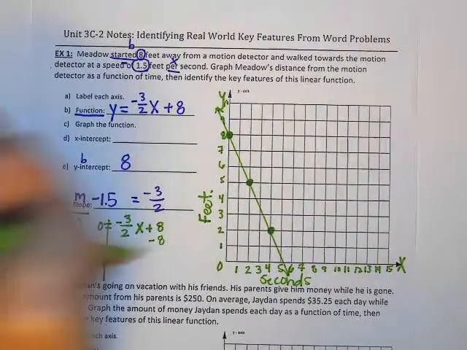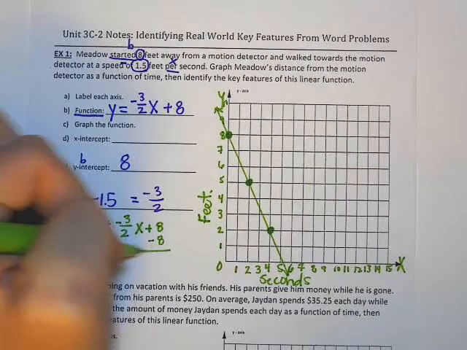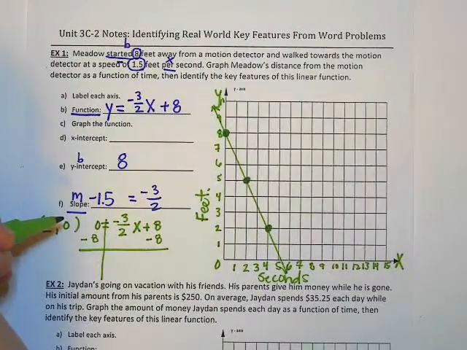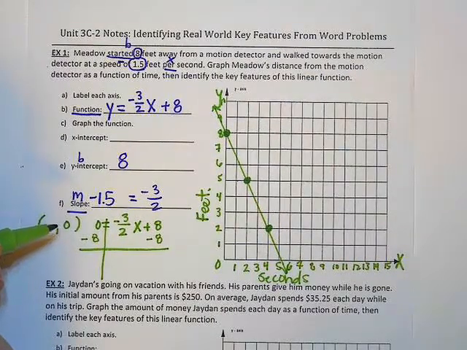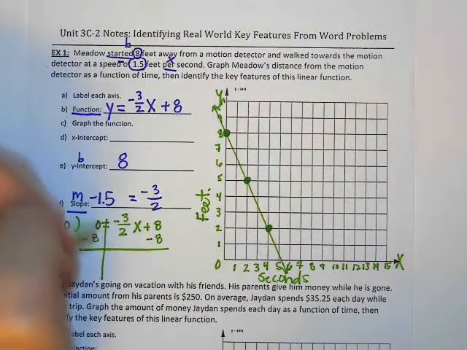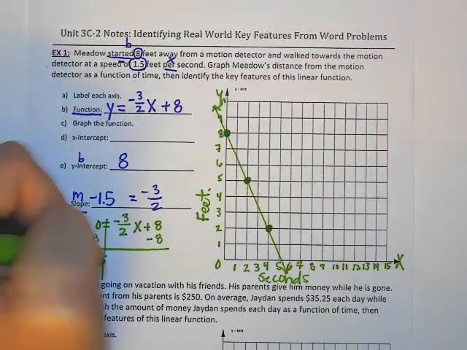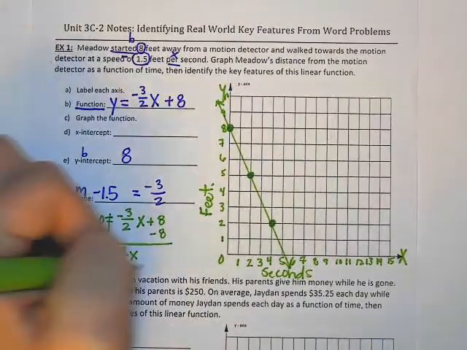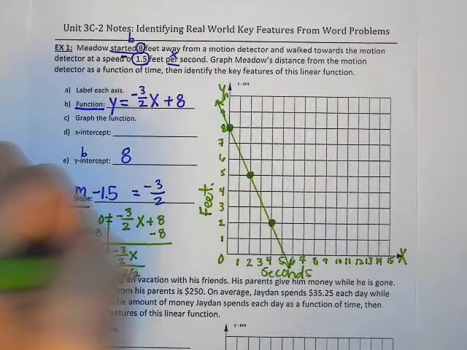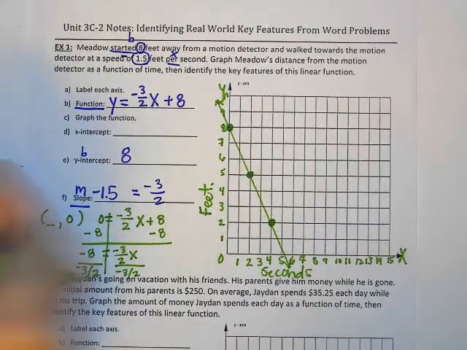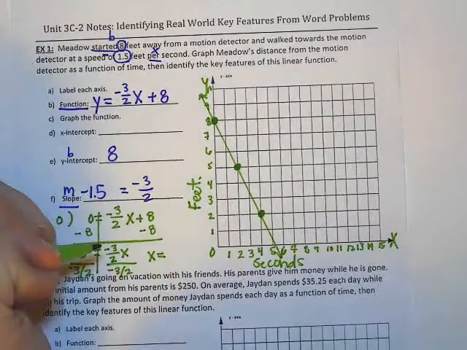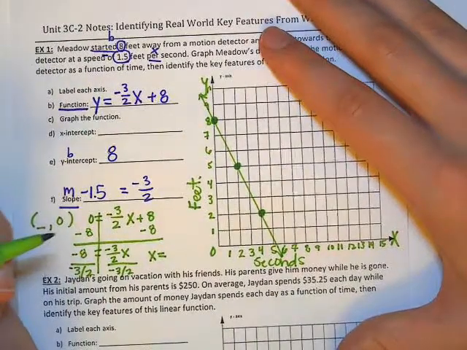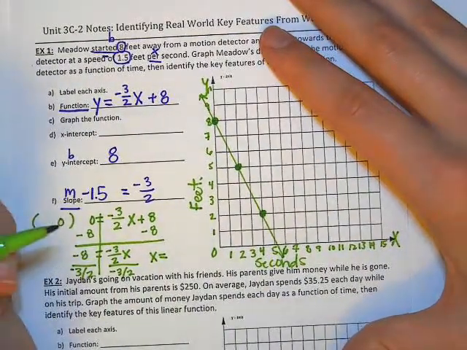Minus 8. Okay, so negative 8 equals negative 3 over 2x. Now what? Divide by negative 3 over 2. X equals? 16 over 2. Decimal's fine. 5.3 repeating.